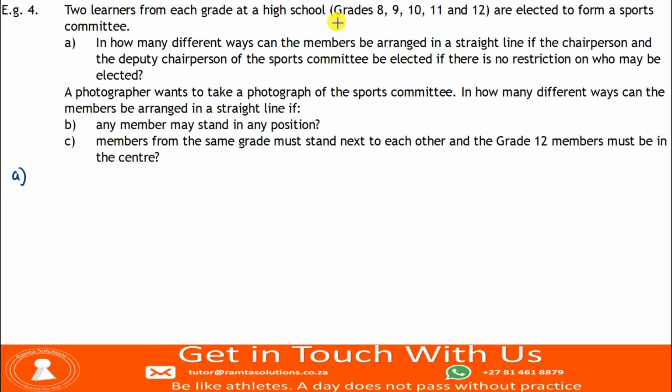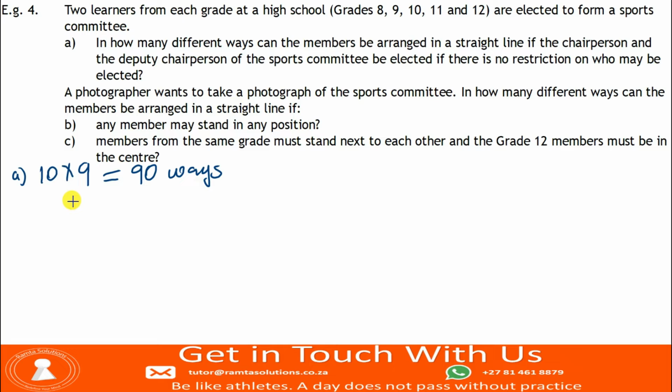They are taking 2 individuals from a grade, and there are 5 grades at this high school. So that means there is a total of 10. So you have 10 for the first place. Whether you start with the chairperson or deputy chairperson, it doesn't matter. And then when you have chosen one of the 10, you have 9 for the other position. So in other words, you have 90 ways of choosing your chairperson and the deputy chairperson.